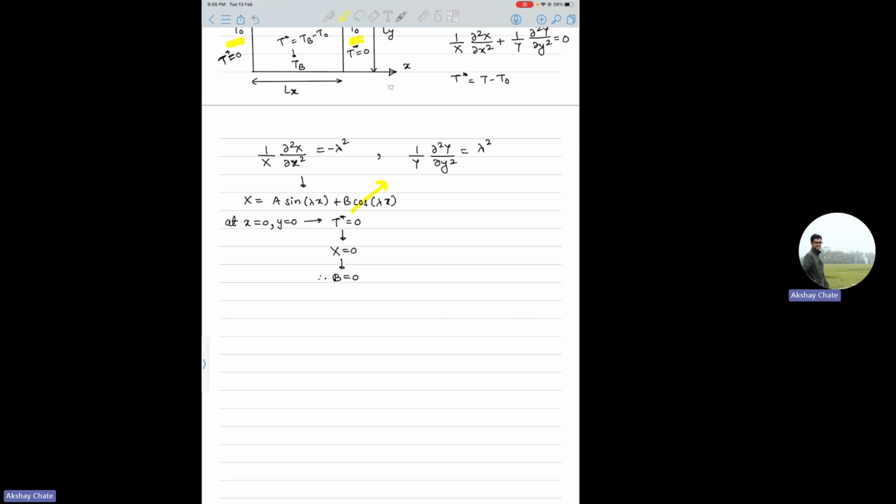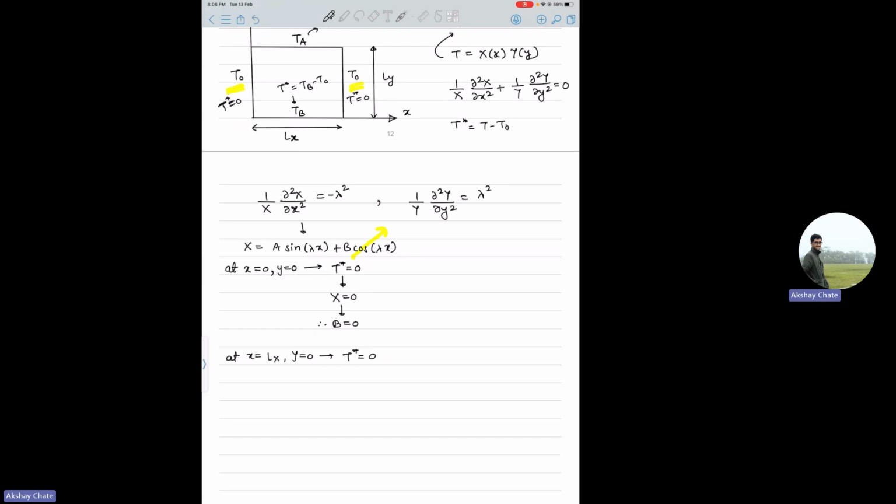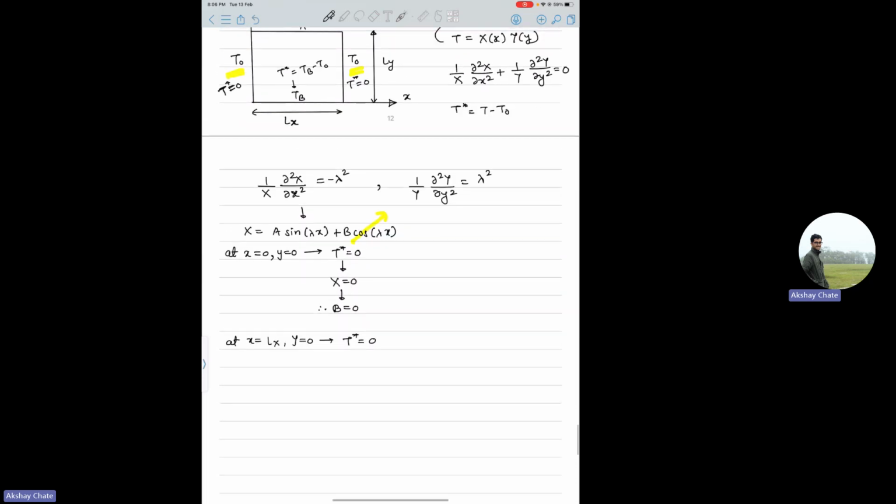And then at x equal to Lx, y equal to 0, you have T star again equal to 0, correct? So therefore, because we are only considering x now, y we will consider later. So T star is 0, that means capital X has to be 0 there. Capital Y we cannot say in this boundary condition.